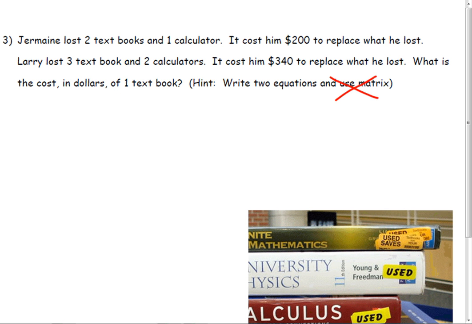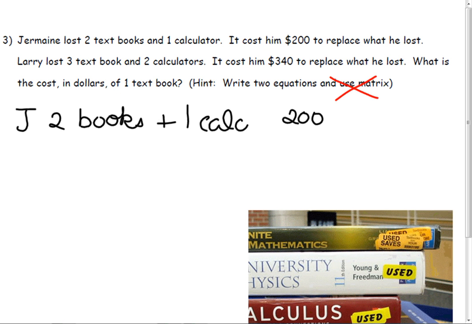Jermaine lost 2 textbooks and a calculator. So I'm going to write that down. When I do word problems, I like to separate out the numbers. So it's 2 books plus 1 calculator. And calculators are not cheap, so you don't want to lose your calculator. Jake, what's the problem? Write this down. And his cost is $200.